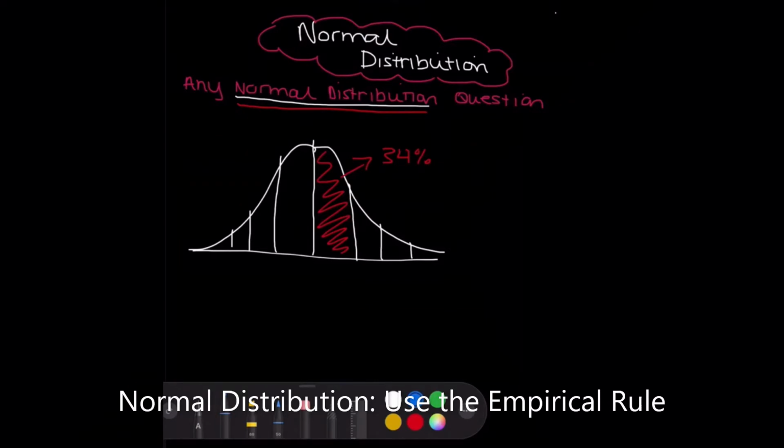And the second section here is 13.5%. The third here is 2.35%. And lastly, here it's 0.15%. Same on the other side. So here 34, here 13.5, here 2.35, and here 0.15.